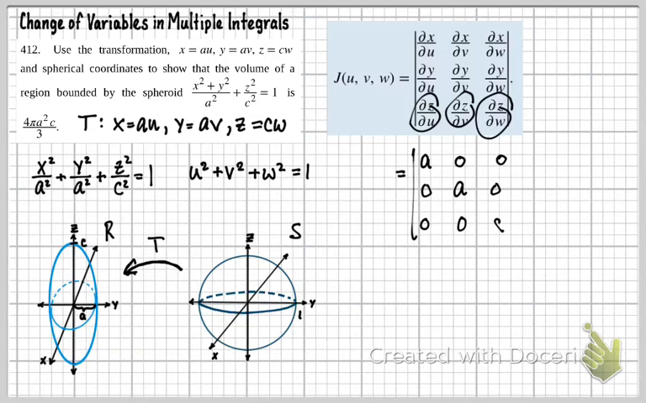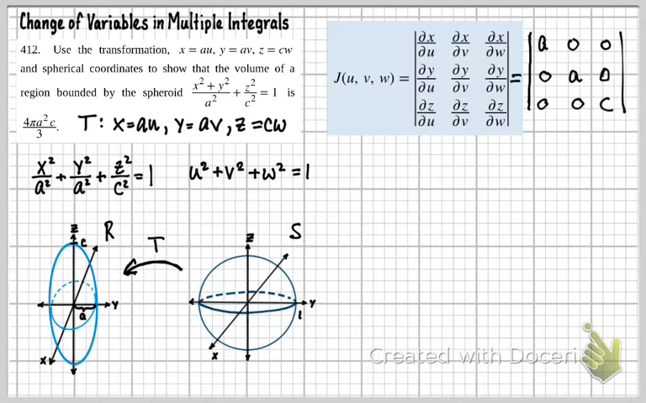So this here is my Jacobian, well, that's the determinant for my Jacobian. The determinant of this is actually just one thing. I take this a, and it's going to be a times the determinant of this, which is a times c, minus 0 times 0. So that's just going to be a squared times c.